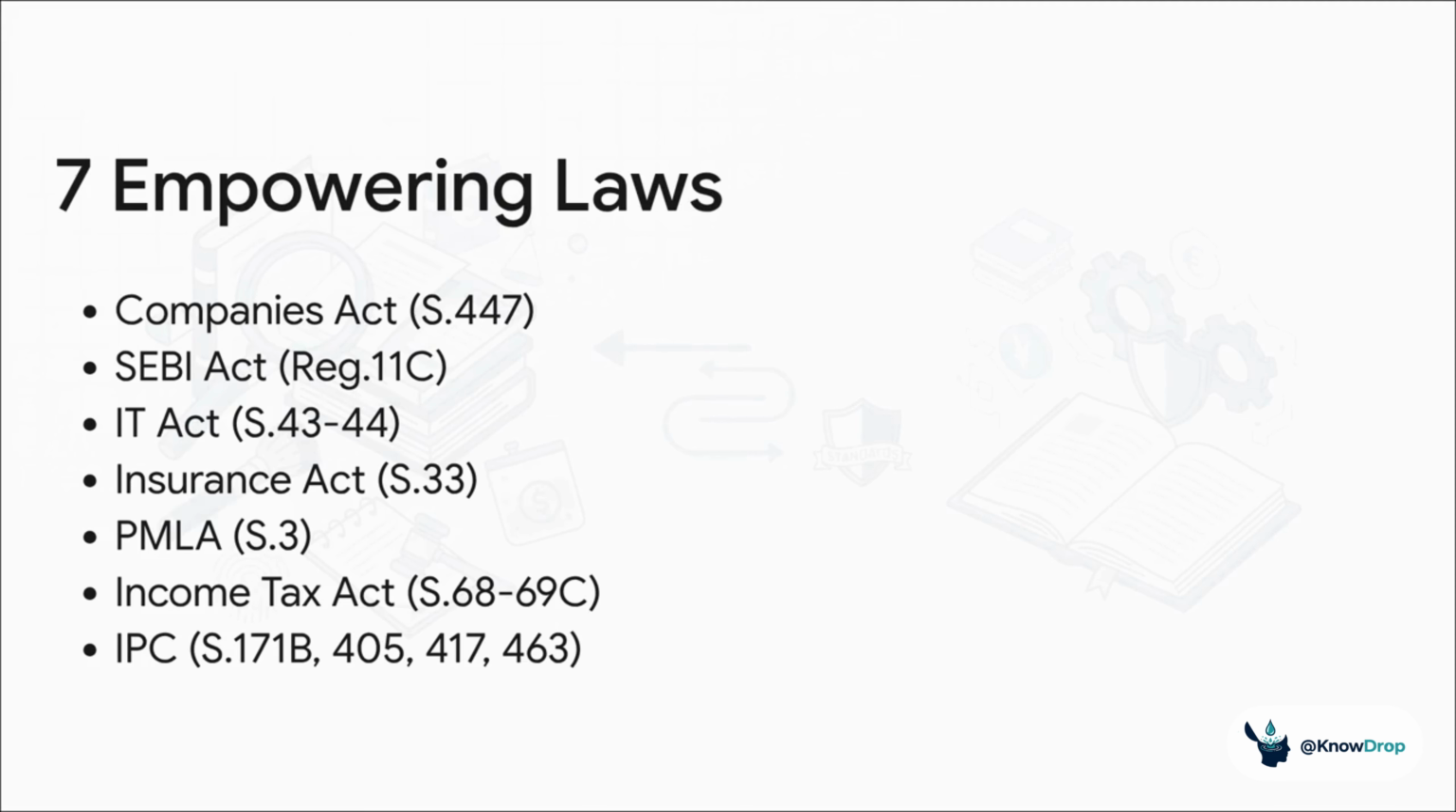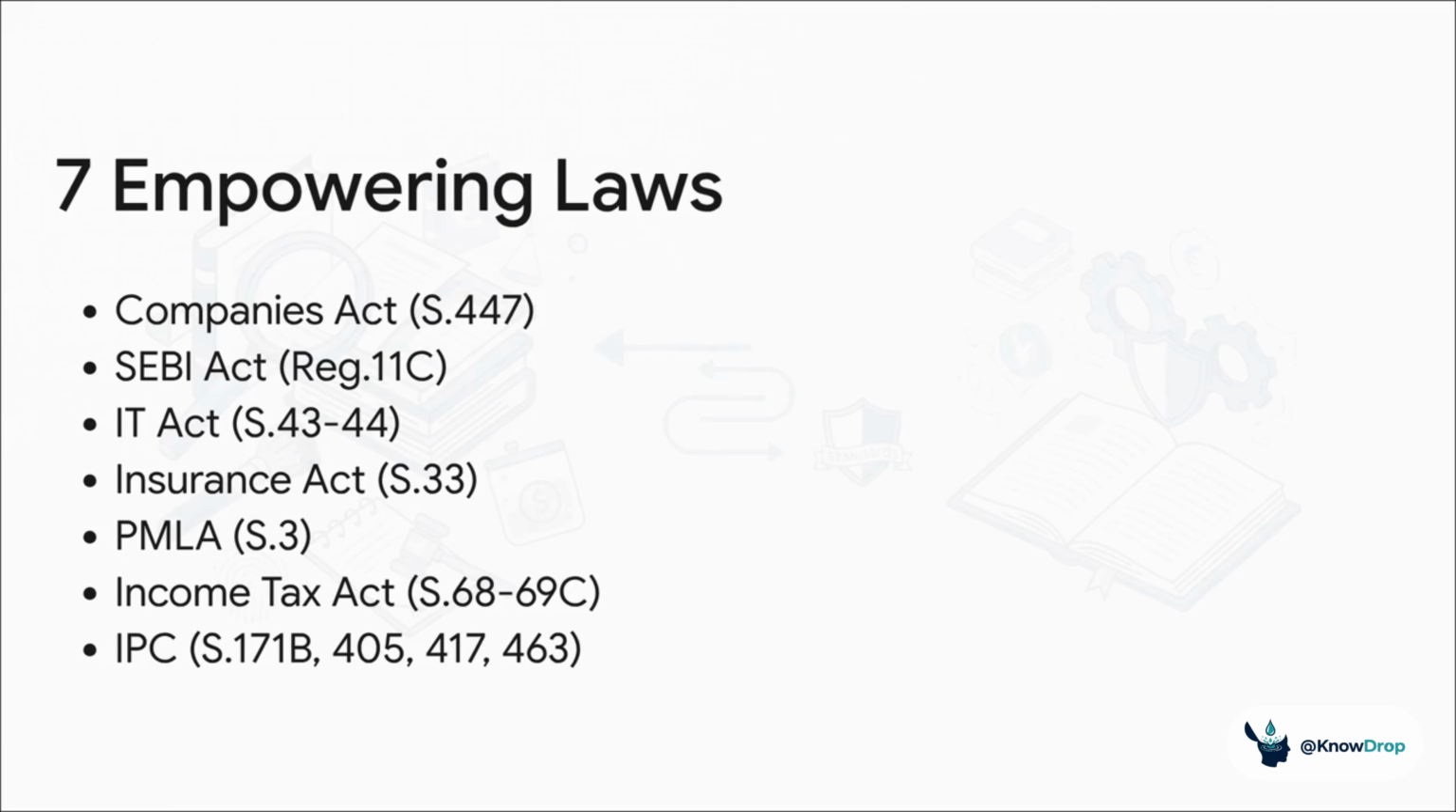First up is the Companies Act 2013, specifically Section 447, which handles fraud in registrations or false statements. Next, we have the SEBI Act 1992, Regulation 11C, empowering you to investigate harmful intermediaries. Then comes the Information Technology Act 2000, Sections 43 and 44, covering unauthorized access, viruses, and system damage. Fourth is the Insurance Act 1938, Section 33, allowing IRDAI to investigate insurers.